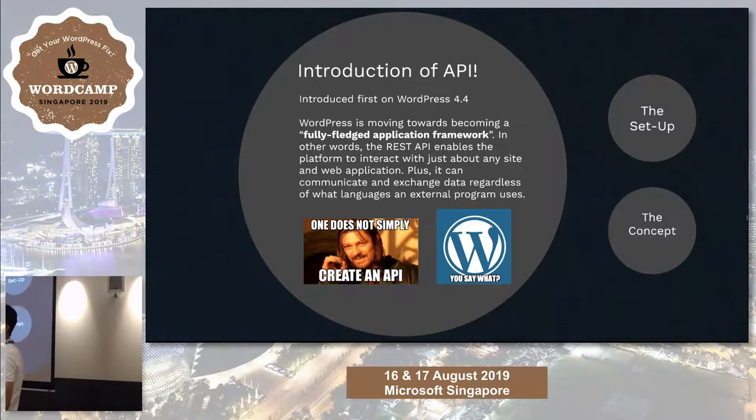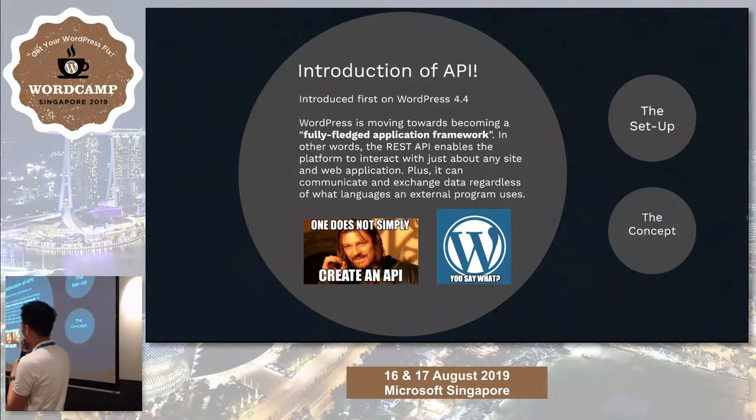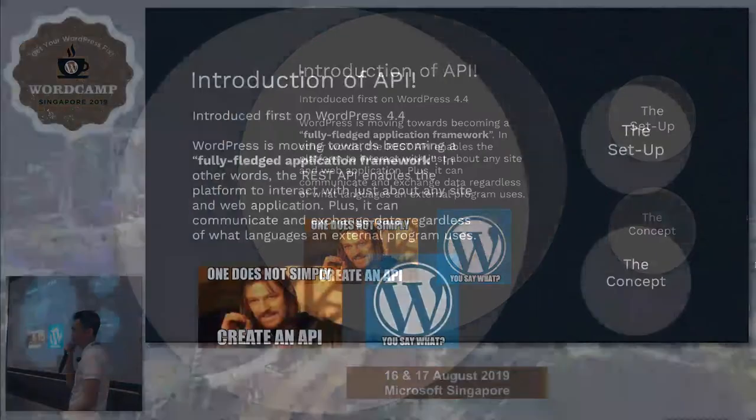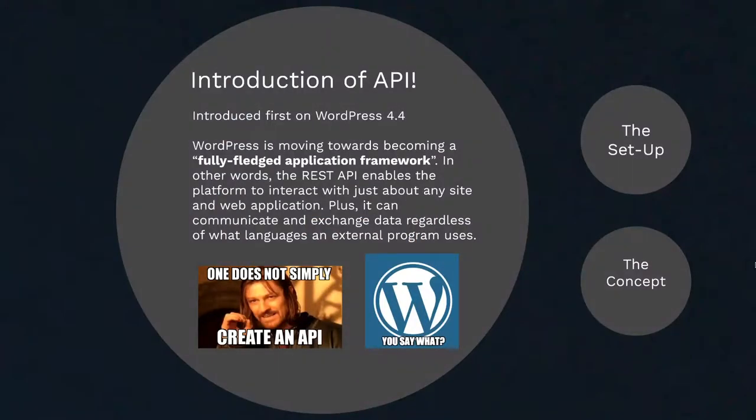The API functionality on WordPress was released in version 4.4 because they wanted to go in a direction of being a full-fledged application framework. Meaning it is not just a CMS or a simple blogging platform. They want it to be able to create applications. So how would you create applications? The first thing you need is APIs that would supply the application.